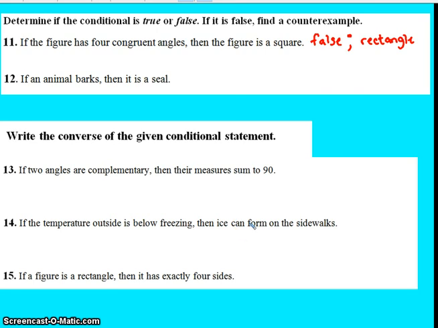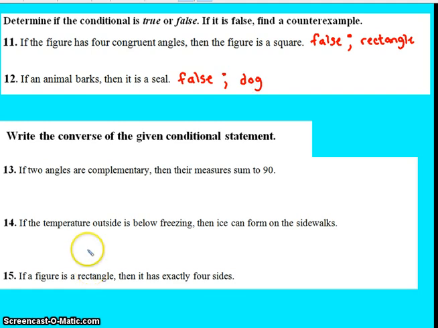You try number 12 and see if you can provide the counterexample. If it's false, provide one; if it's true, you just write true and move on to the next one. Number 12: if an animal barks, then it is a seal. That is false. Something else barks, and that would be a dog.